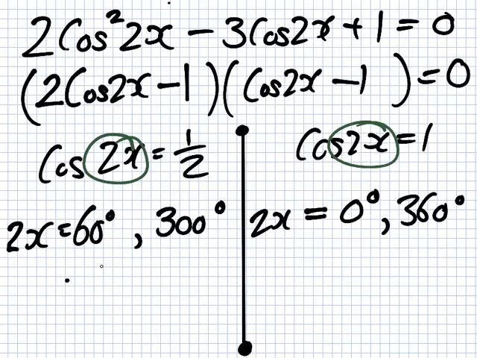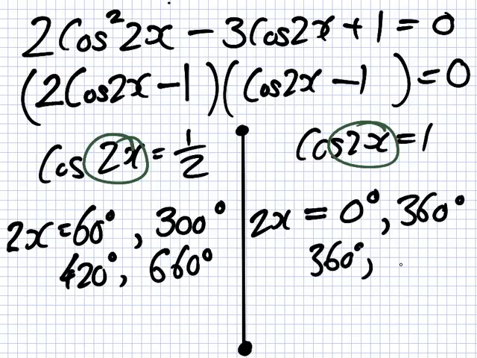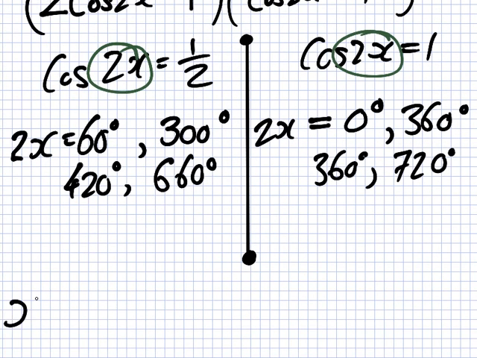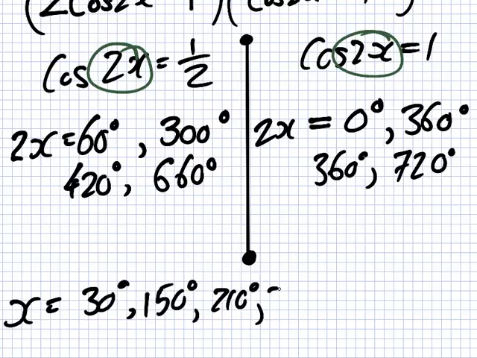I add 360. So this one becomes 420, and this one becomes 660, and this one becomes 360 and 720. Now I can get to the x. So how can I get to the x? I divide by 2. So I'll get 30, 150, 210, 330, 0, no, not 330, what am I saying?